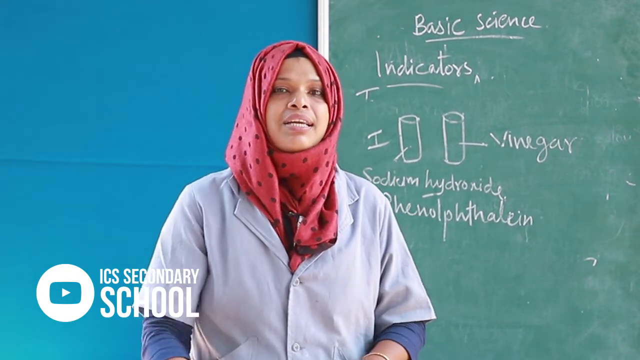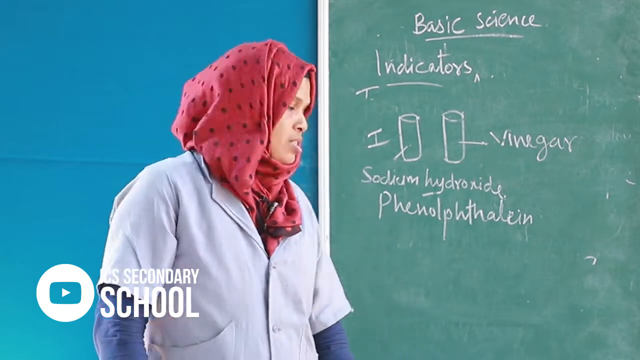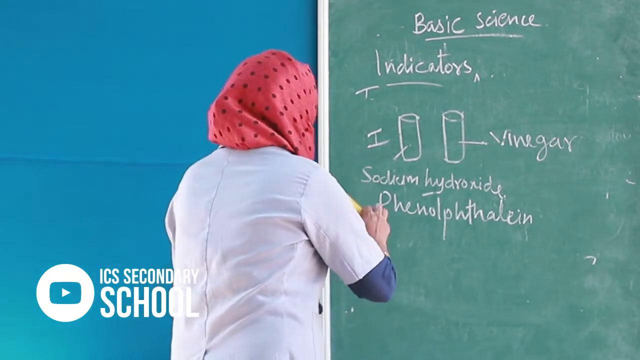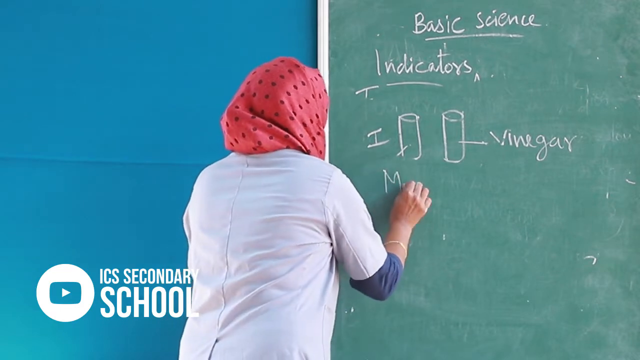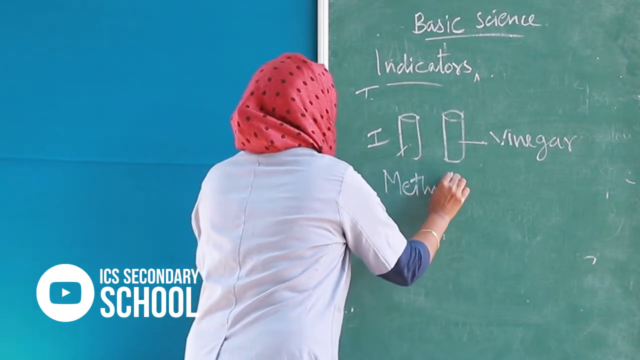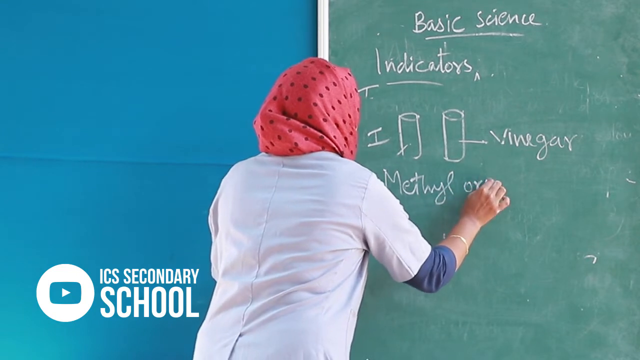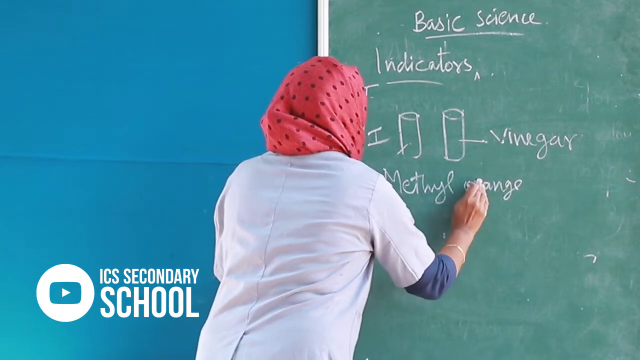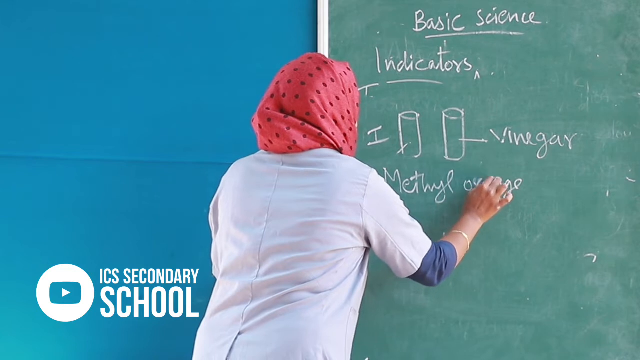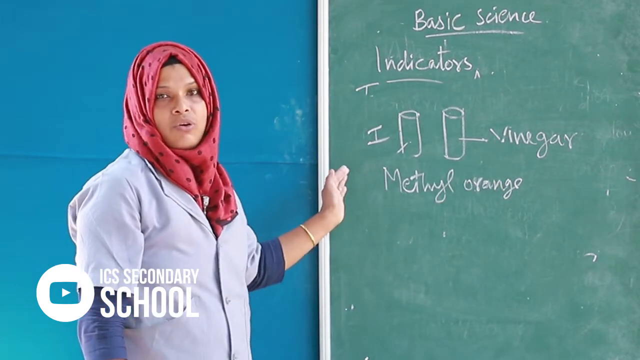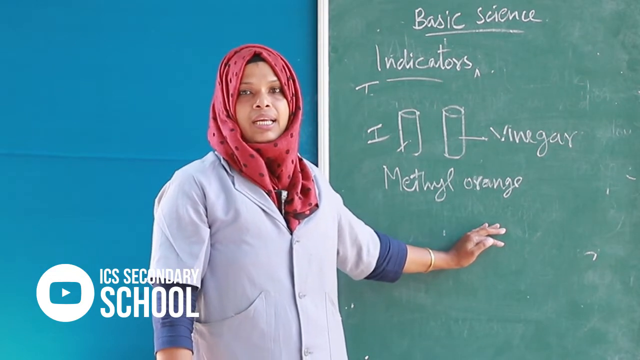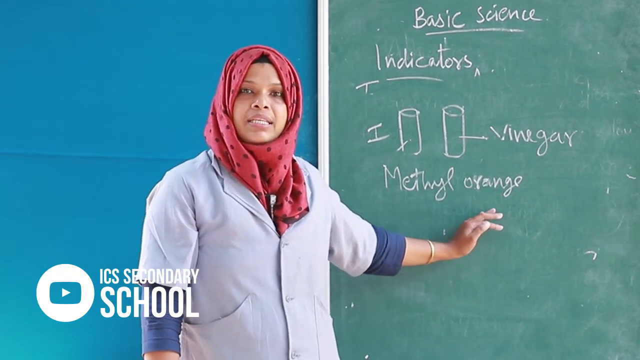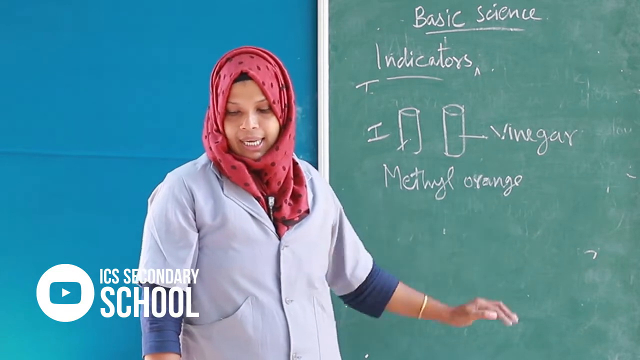Next, another indicator is methyl orange. Methyl orange is also an indicator used in the laboratory to distinguish between acid and alkali. Okay, listen here.